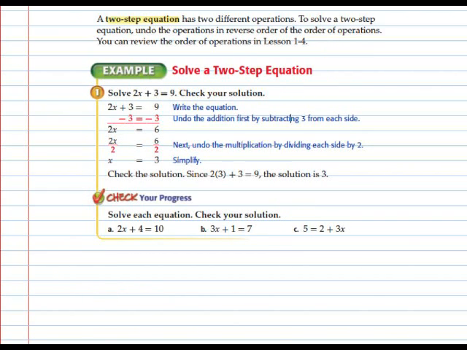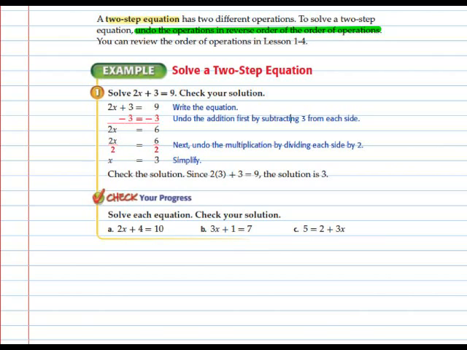A two-step equation has 2 different operations. To solve a two-step equation, undo the operations in reverse order. Undo the operations in reverse order of the order of operations. You can review the order of operations in lesson 1.4.